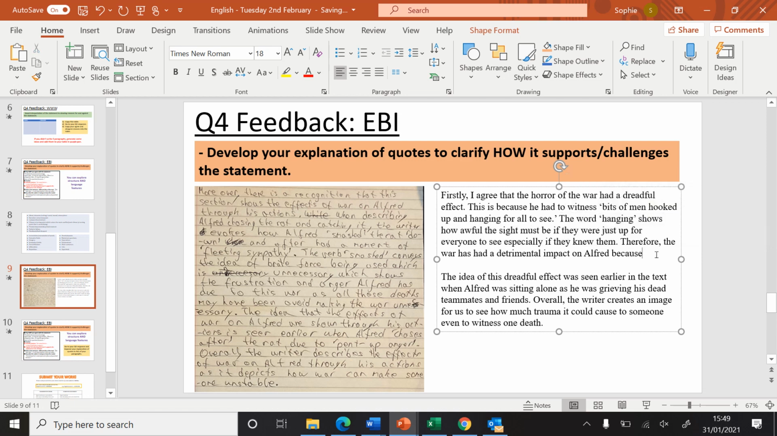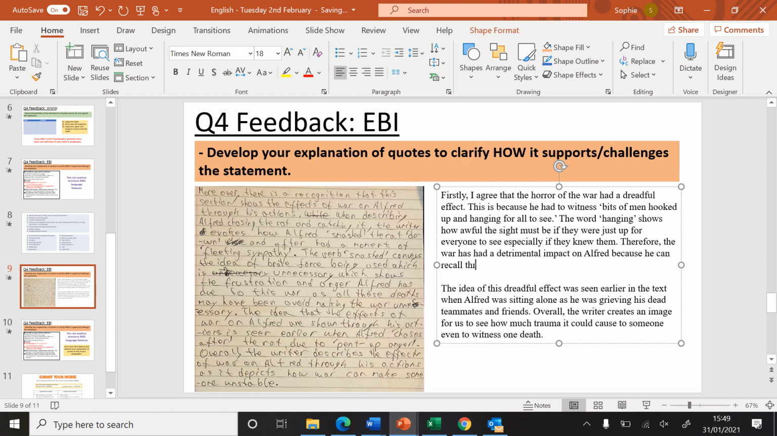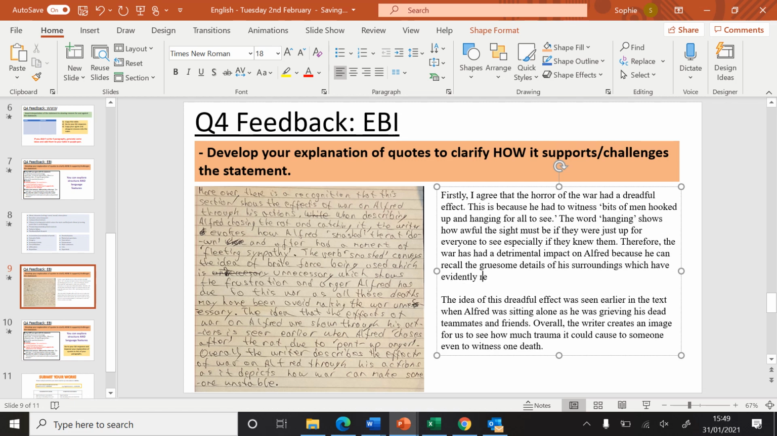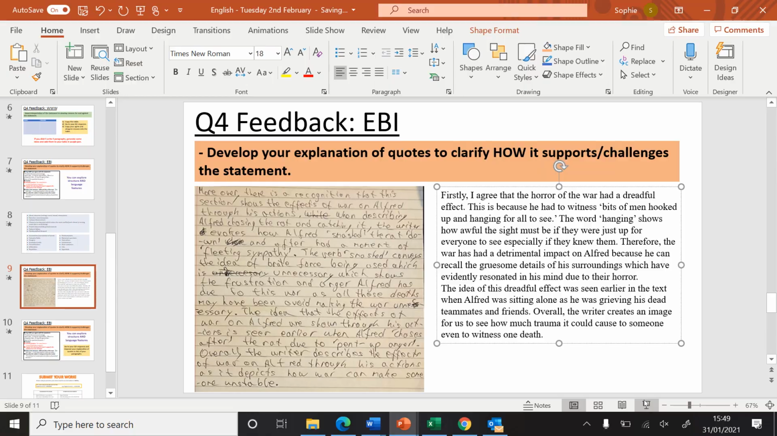Therefore, the war has had a detrimental impact on Alfred because he can recall the maybe gruesome details of his surroundings, which have evidently resonated in his mind due to their horror. Done. So let's go back.